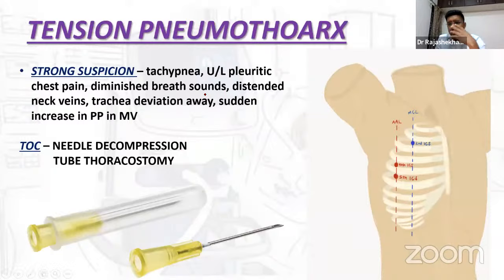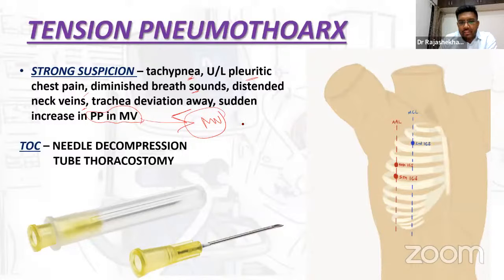Then tension pneumothorax, one of the conditions causing obstructive shock, which needs an urgent intervention. You should suspect it when there is tachypnea, unilateral pleuritic chest pain, diminished breath sounds, distended neck veins, tracheal deviation away, and a sudden increase in the pulse pressure on mechanical ventilation. It is one of the conditions where you can identify the issue on clinical examination alone if you are experienced enough. Just by observing the chest and trachea, you can identify whether the patient is in tension pneumothorax or not. So the first thing you will do is needle decompression.